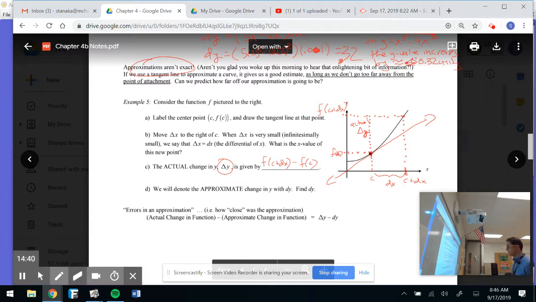We will denote the approximate change in y with a dy, okay? So this right here, right, class? If you look right here, this is my approximated y value. That's the actual y value, right? So we kind of have something going on right here. Dot, dot, dot, dot, dot, dot. Ooh, my dot, dot, dots. My pen's not working. You guys love this.